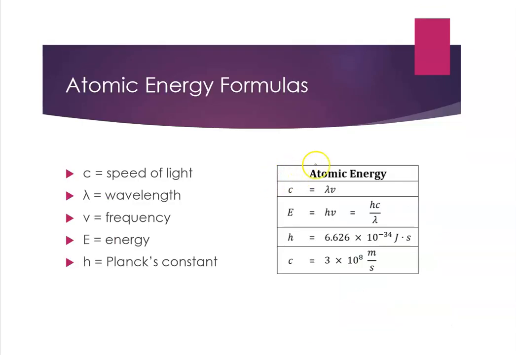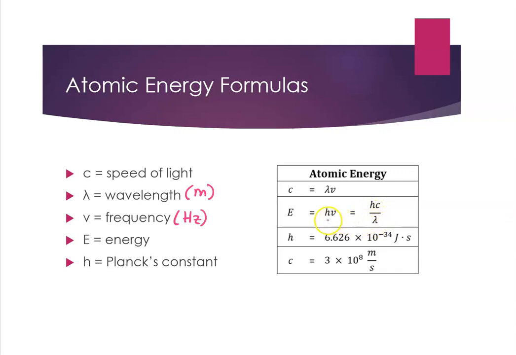Here we have the chart that is on your formula sheet for atomic energy under the atomic energy heading. We have c equals lambda v. c is the speed of light, lambda is wavelength, and v is frequency. So the speed of light is equal to wavelength times frequency. Wavelength must always be in meters, and frequency is always in hertz, Hz.